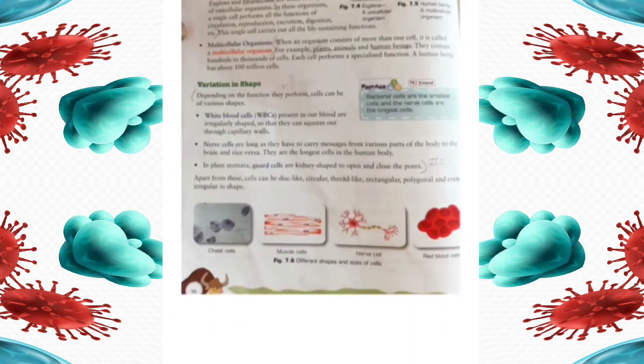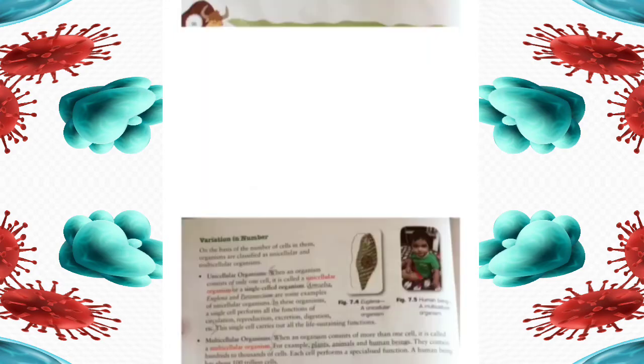As far as shape is concerned, in our body, WBCs for example are highly irregular, because they have to fight against any foreign body getting inside your body. Nerve cells are quite long, because they have to carry signals from the brain to various parts and vice versa. In plants, stomata are guarded by kidney-shaped guard cells, which, because of turgidity, are able to open and close.